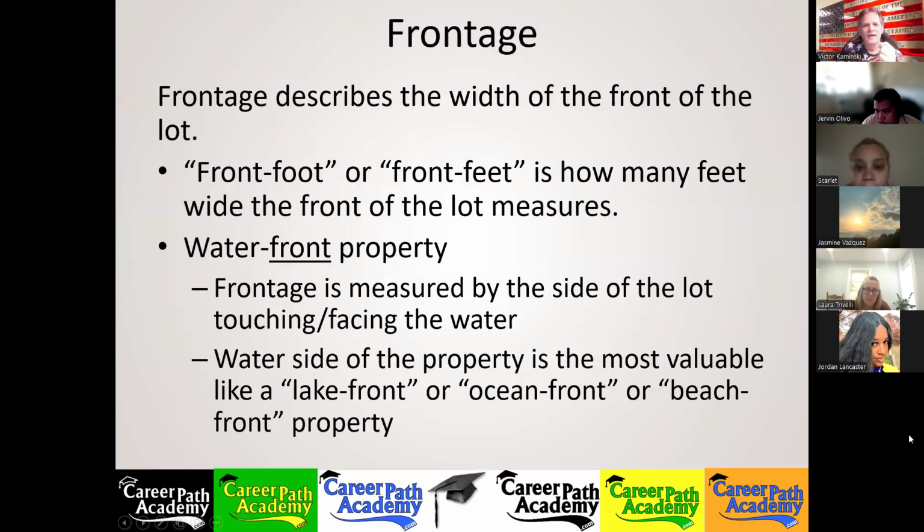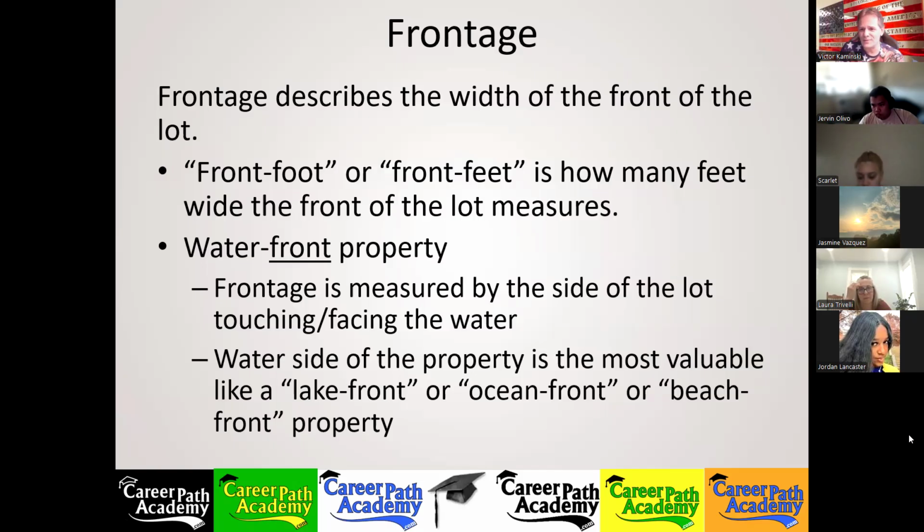Interesting, though. All right, frontage. We learned that frontage is the width of the front of your lot. It's the side of your lot that faces the street. Of course, unless you have waterfront property. And then by definition, where's the front of the property? On the water side: waterfront, beachfront, oceanfront.